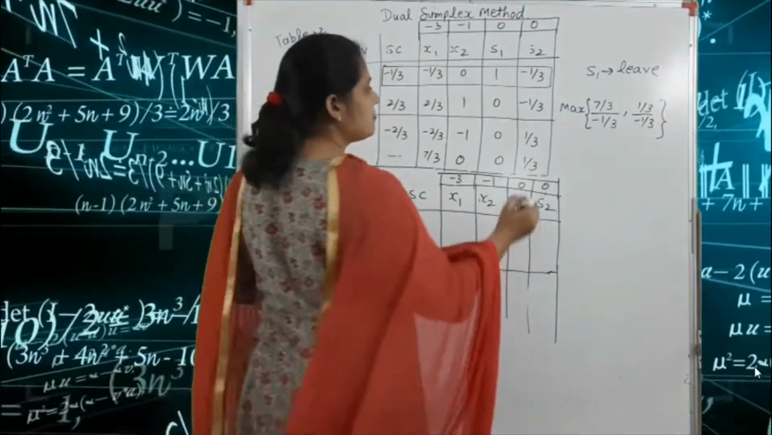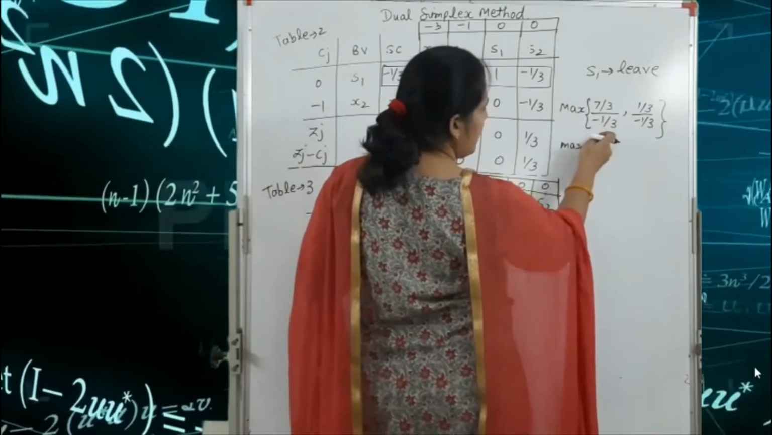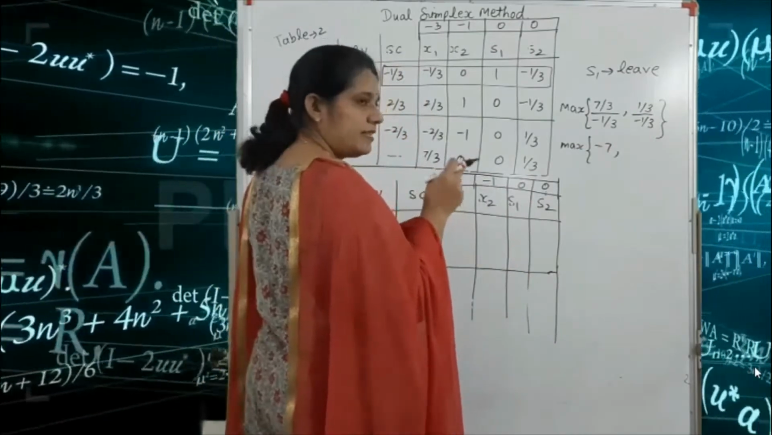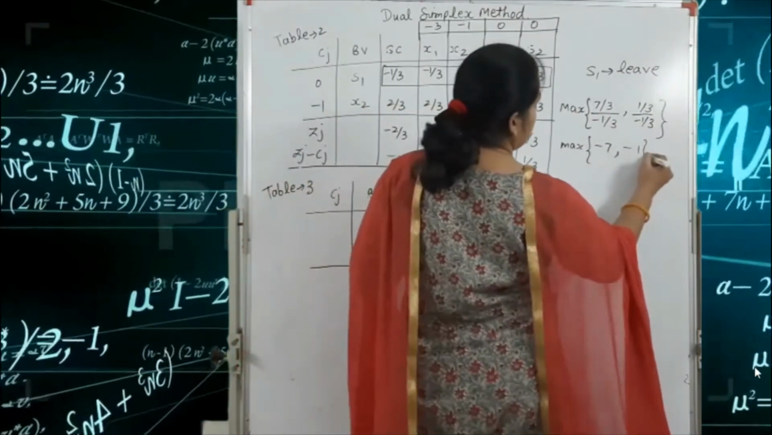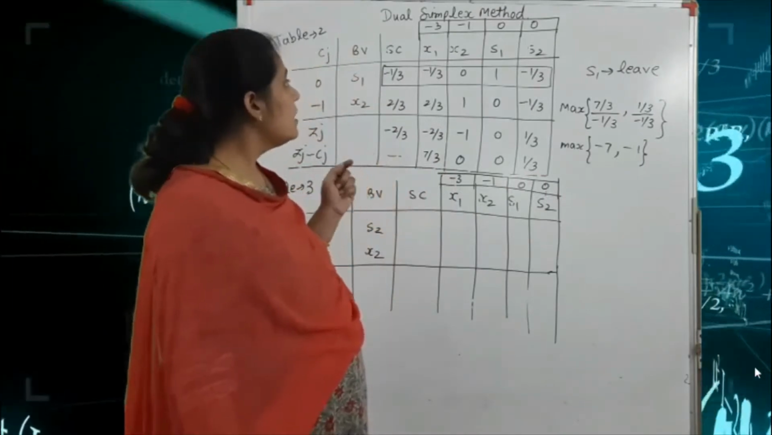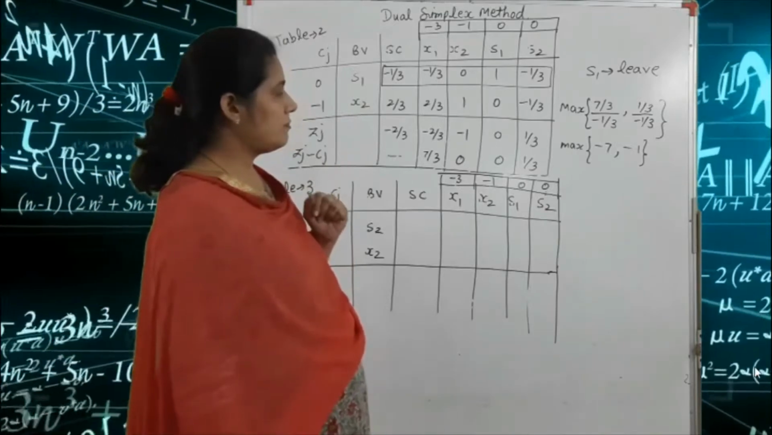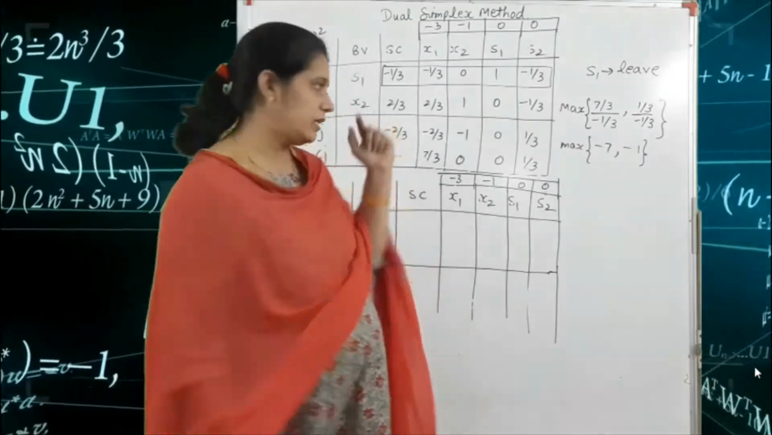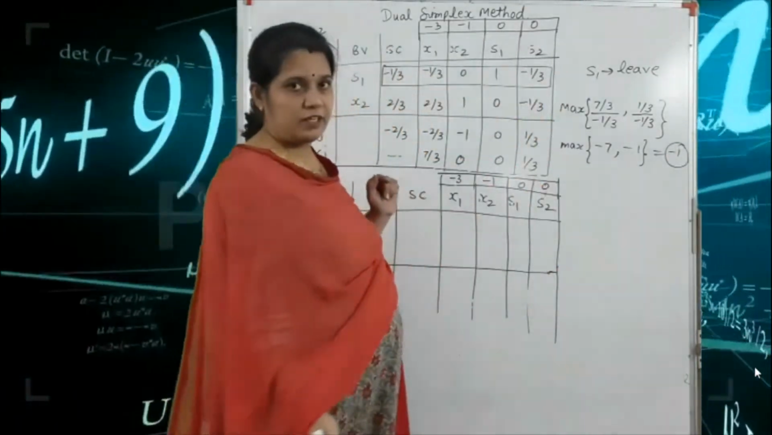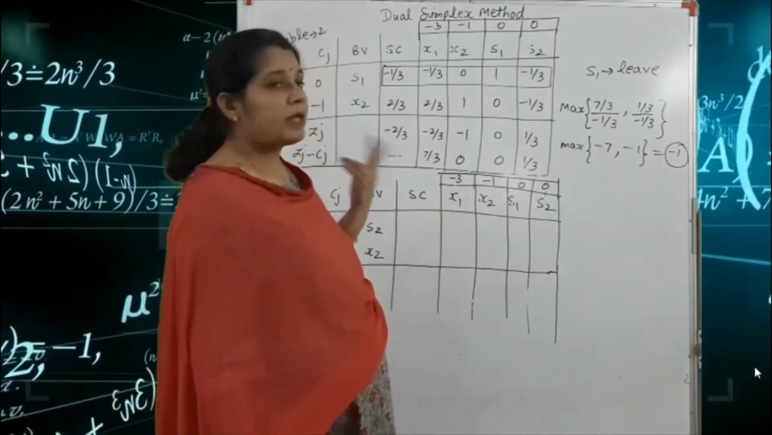Okay, so this is the value of the maximize, that means 7 by 3 divided by minus 1 by 3 is minus 7, and 1 by 3 divided by minus 1 by 3 is minus 1. Okay, so here the minus 7 and the minus 1. So first you choose here the maximum value. So what is the maximum value? Maximum value is minus 1. So this minus 1 we get from the value 1 by 3 divided by minus 1 by 3.